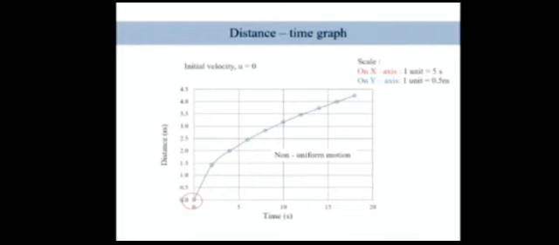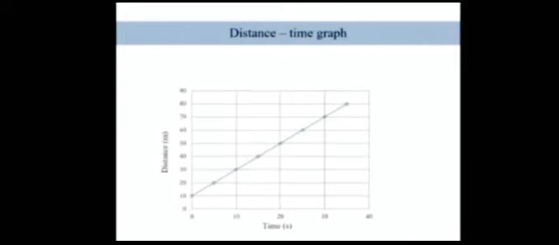So number 1, scale. Number 2, observe the graph. And number 3, observe the initial position of the graph, which tells us whether the initial velocity of the vehicle was 0 or not. And number 4, then we talk about calculating the speed.